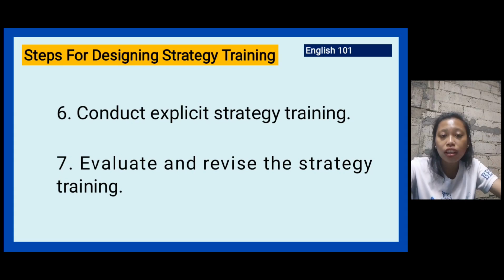Designing strategy training involves understanding learners' needs, choosing and teaching useful strategies, motivating students, and continuously improving the lessons to make learning more effective and engaging.